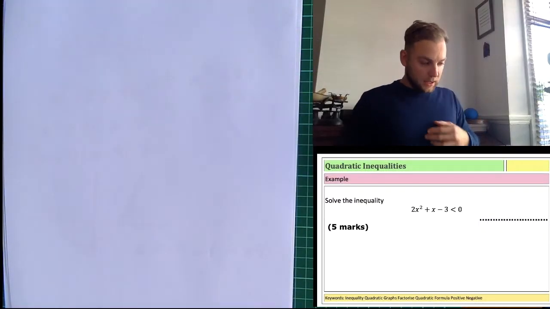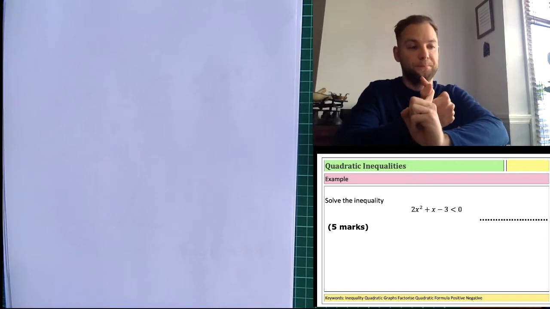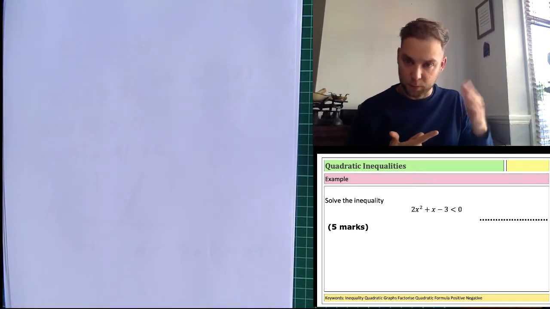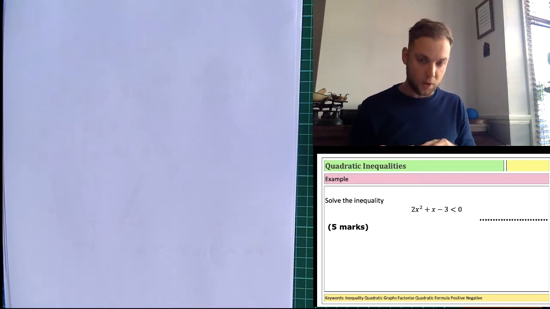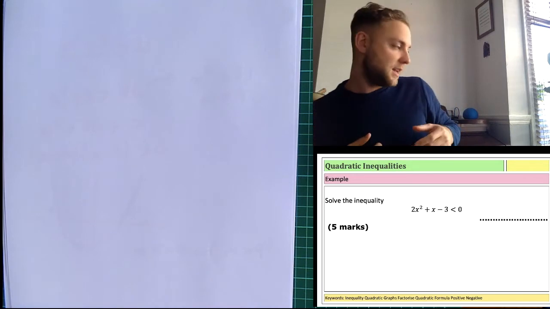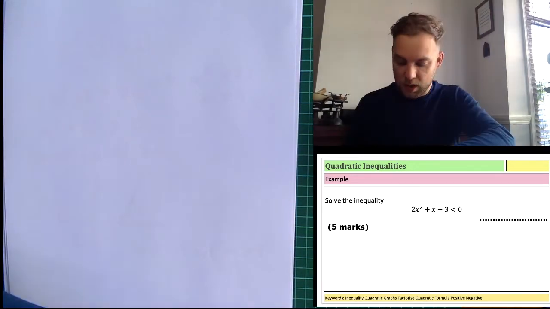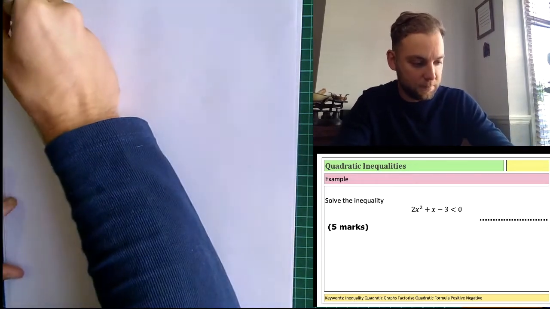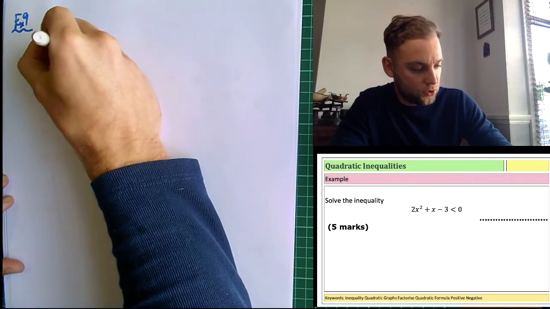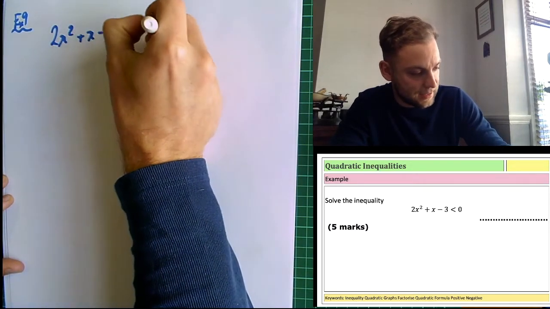Okay, now there's 2 ways you can do this. You can either use the quadratic formula, or you can use factorizing, because I do think this one actually factorizes. I think that's probably why it's worth 5 marks. Or you can use completing the square if you want to solve it that way. Now I am going to use factorizing on this one. So to factorize this, it's example 9. We've got 2x squared plus x minus 3 is less than 0.